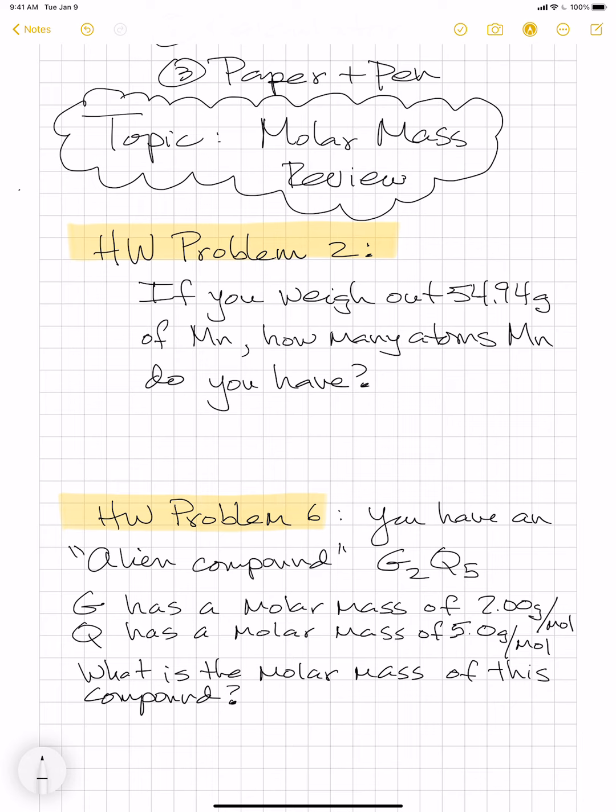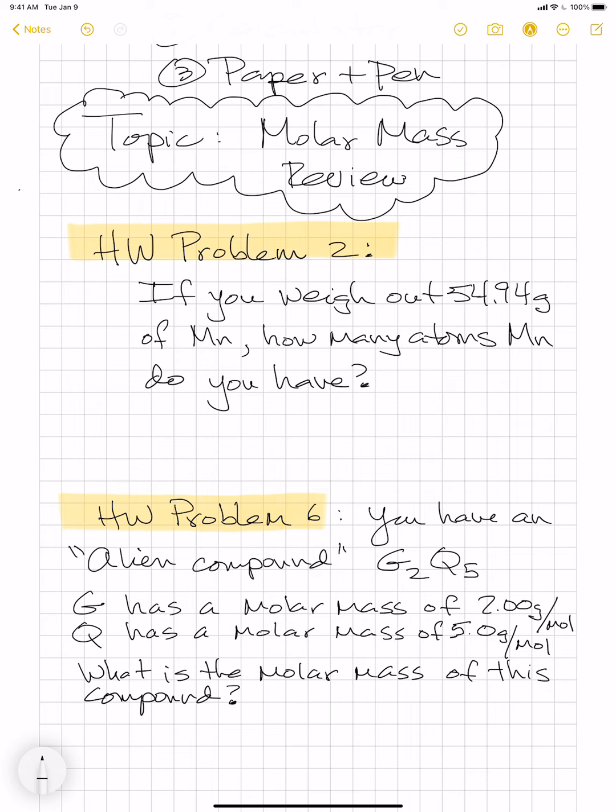So stay away from the Google machine when you're calculating these molar mass problems, so that you actually learn how to do it. Okay, because when the test comes, and that's going to be at the end of next week, you're going to have problems like this alien compound problem. And so you want to know how to do these. All right, let's work them through and make sure that you're feeling good about it.